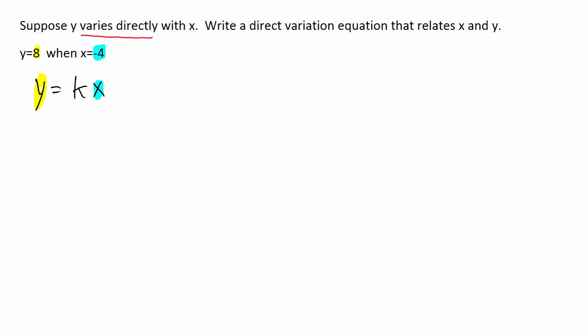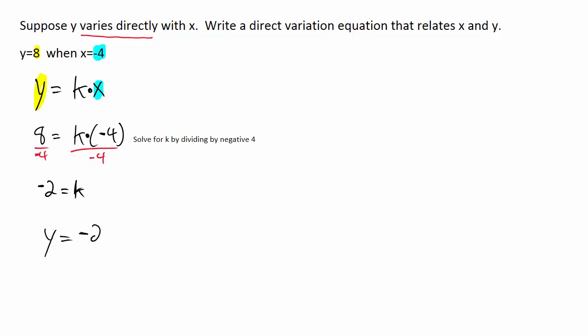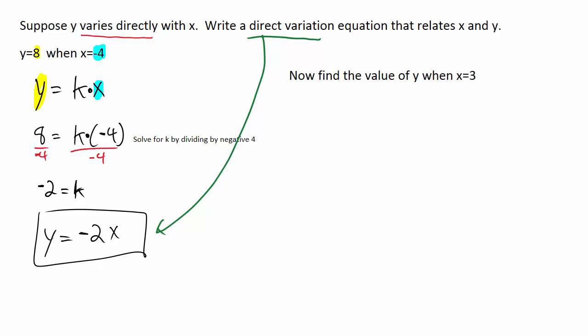So if you're told that two variables vary directly, you're able to represent them in the form y equals kx. In place of y, I'm going to put what my y value is, and in place of x, I'm going to put what the x value is. If they do vary directly, that means you multiply x by something to get the y. So I'm going to solve for the k in this equation. I get k equals -2, which means y equals -2x is the direct variation that represents these.